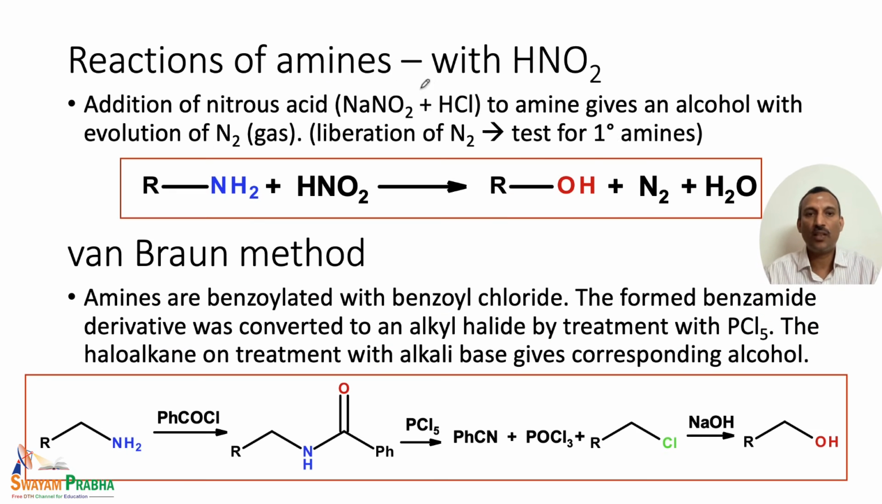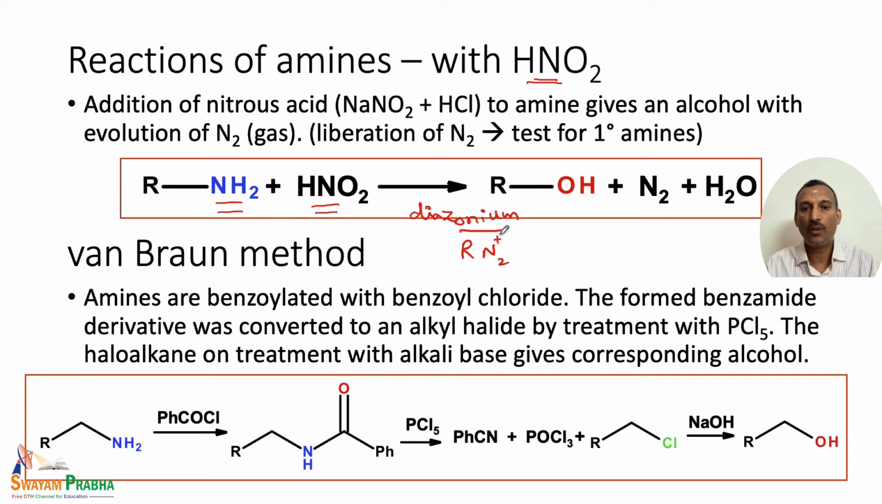The next one is the reactions with nitrous acid. So, we have seen the reactions of diazotization. In this particular case, when an amine reacts with nitrous acid, it gives an intermediate called diazonium salt. Here I have not drawn the diazonium salt. What we end up with is RN2+ X-, the intermediate that will be formed. It is highly unstable, especially in the case of alkyl substituted diazonium salts.